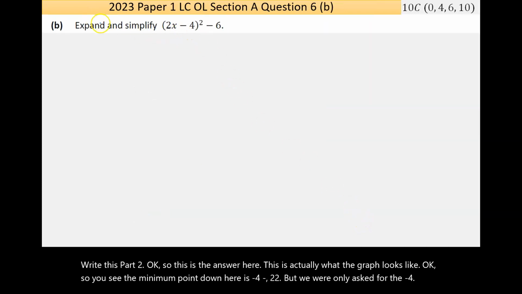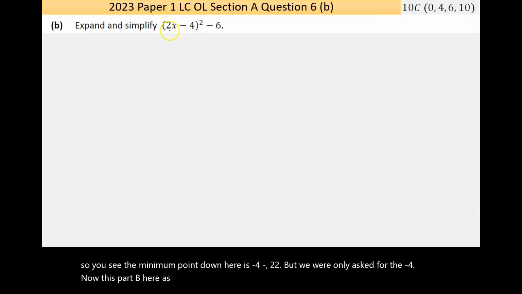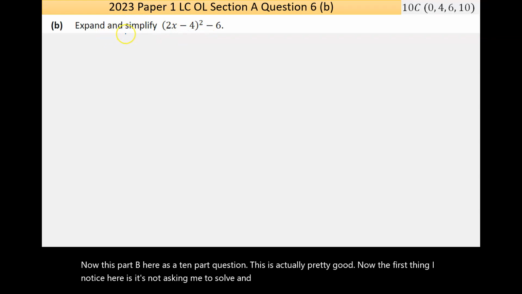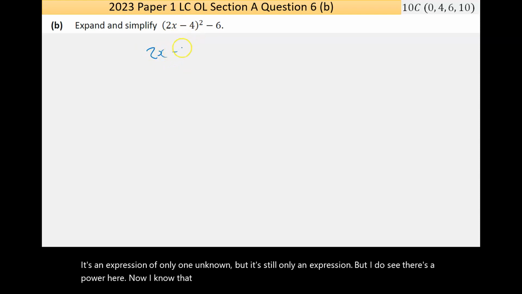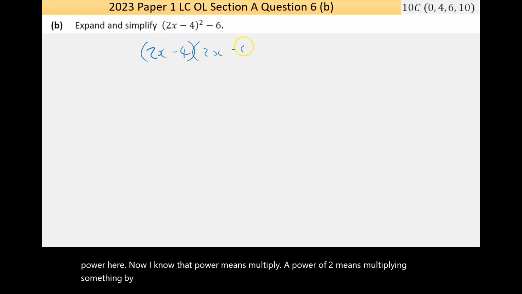Now this part B here, it's a 10-part question. This is actually pretty good. Now the first thing I notice here is it's not asking me to solve, and I can't because it's not an equation. It's an expression of only one unknown, but it's still only an expression. But I do see there's a power here. Now I know that power means multiplying. A power of 2 means multiplying something by itself. So I'm going to express this statement in that way.